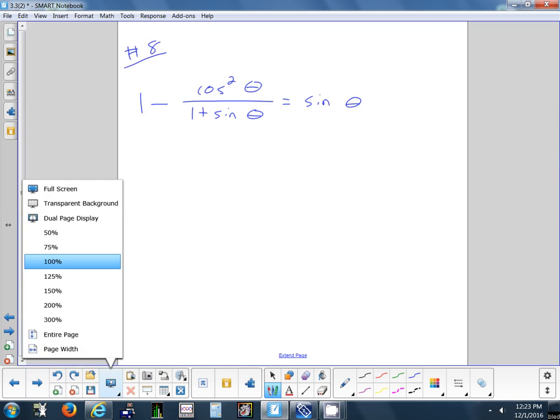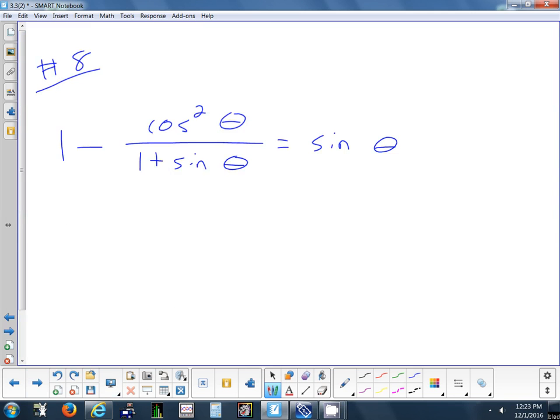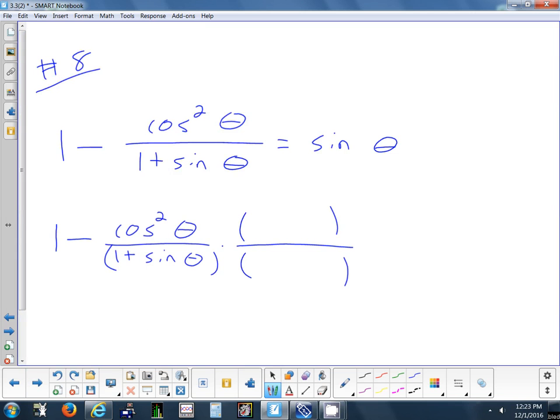Okay, example 8. There's a couple different ways you can do this one. I saw some people finding a common denominator. And then I also saw some people try the conjugate. The conjugate actually works out a little bit nicer. So if you just leave the 1 the same, that's going to stay the same for the whole problem. Take this fraction and multiply top and bottom by 1 minus sine.